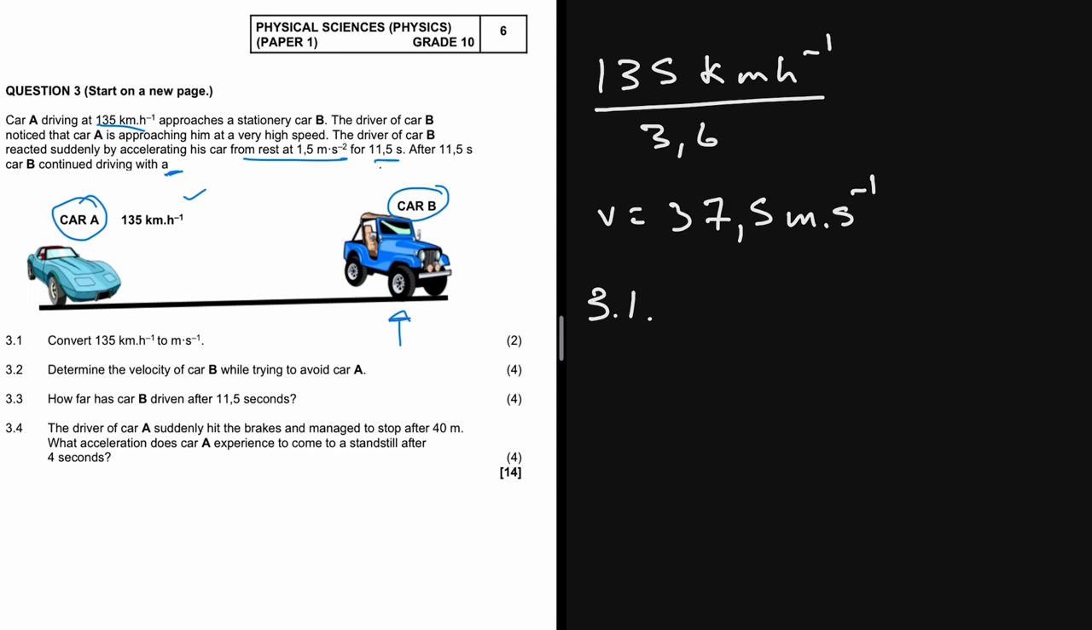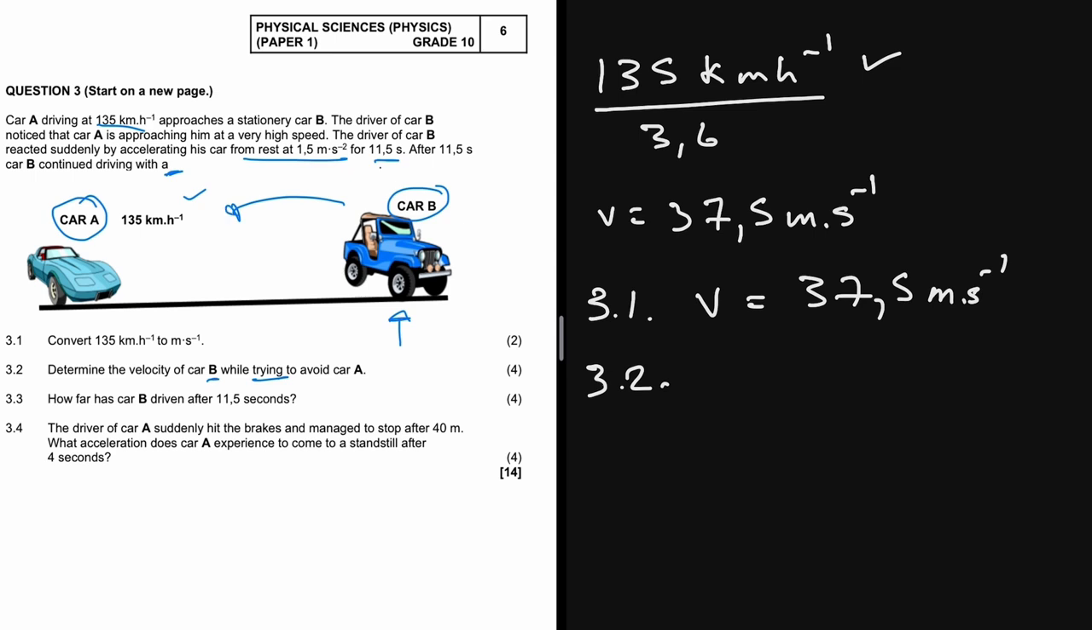So 3.1, they say: convert 135 kilometers per hour to meters per second. We have already done that. Remember, you just divided by 3.6, so the velocity is 37.5 meters per second. Now 3.2, they say we must determine the velocity of car B while trying to avoid car A. So we want to determine the velocity of car B if it is trying to avoid this.